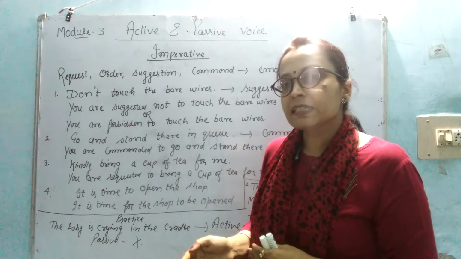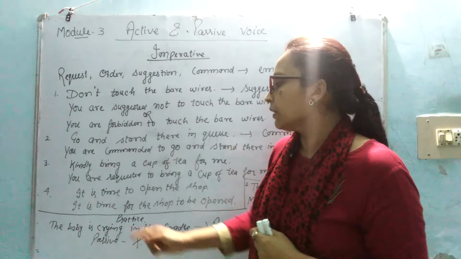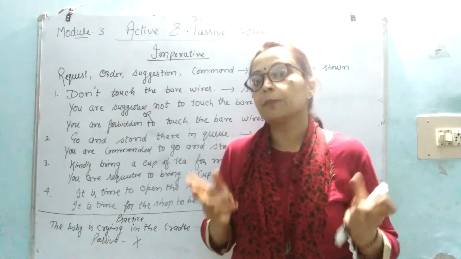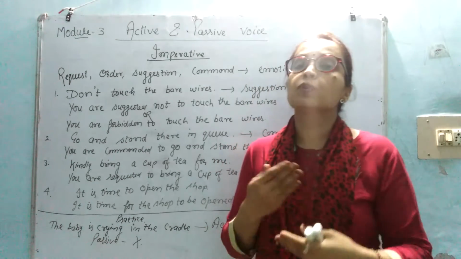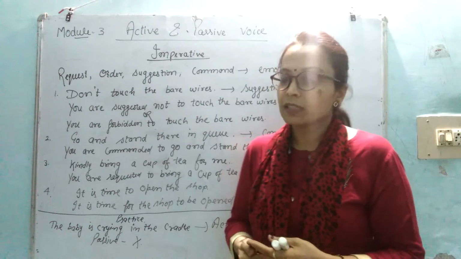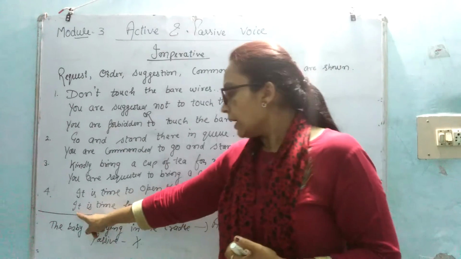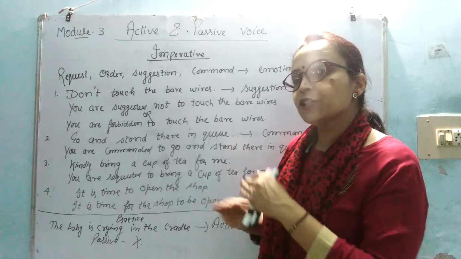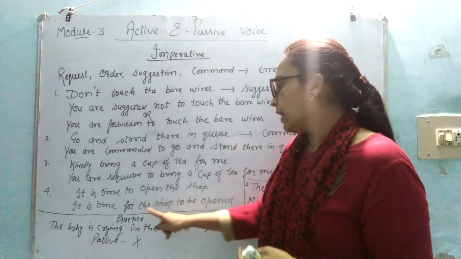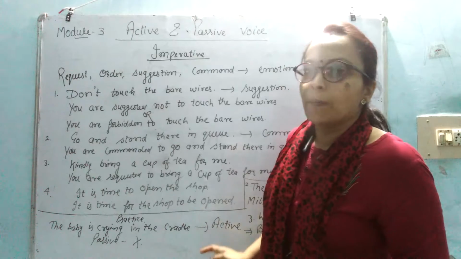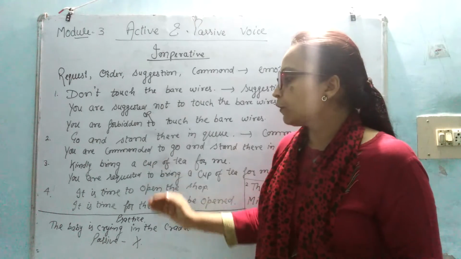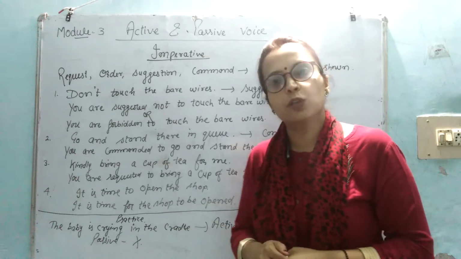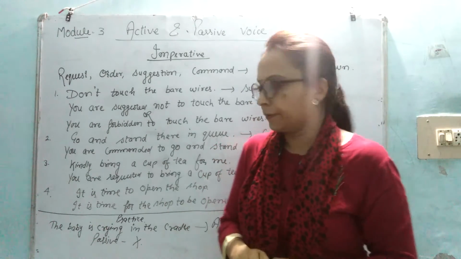One more sentence is there, which often comes in the exam: It is time to open the shop. If this type of sentence comes, how do we change it to passive? It can be done this way. "It is time" will remain the same. "To open the shop" we will convert in a simple way: for the shop to be opened. Right? So, it is time to open the shop becomes: It is time for the shop to be opened.